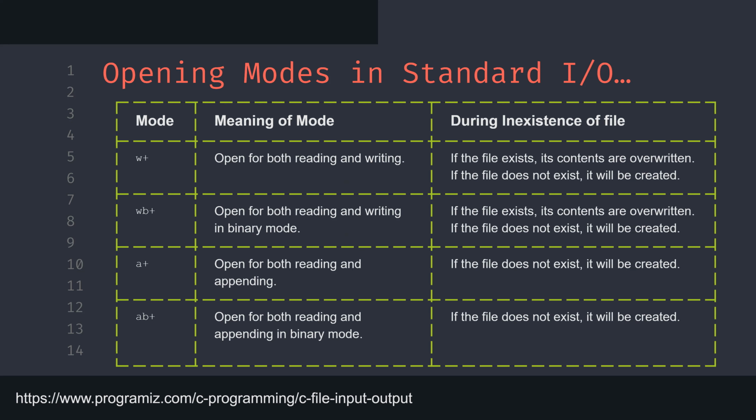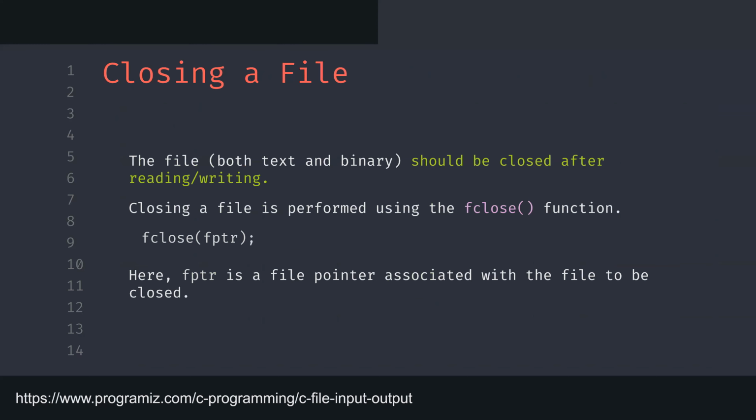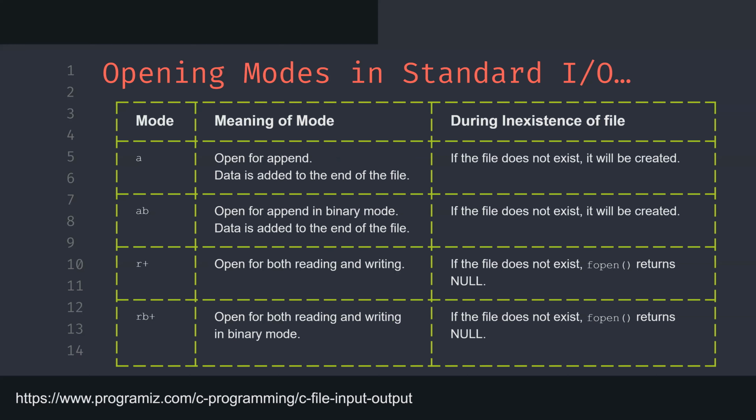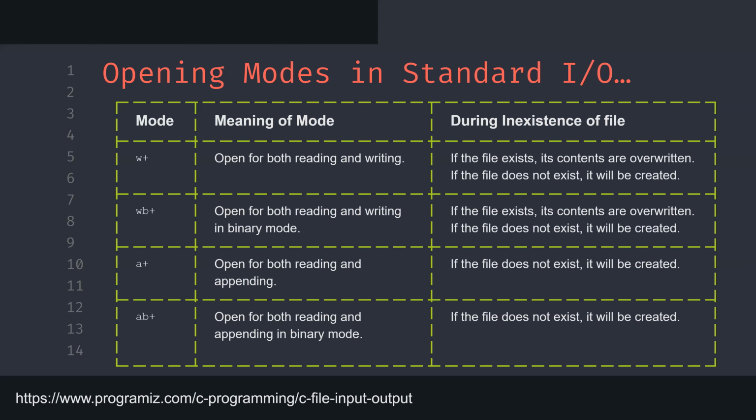So you can go through this one. W plus is also both reading and writing, and WB plus, A plus and AB plus. And one other thing is, this mode will be a bit different in each programming language. As I remember, this is a bit different with Python, right?